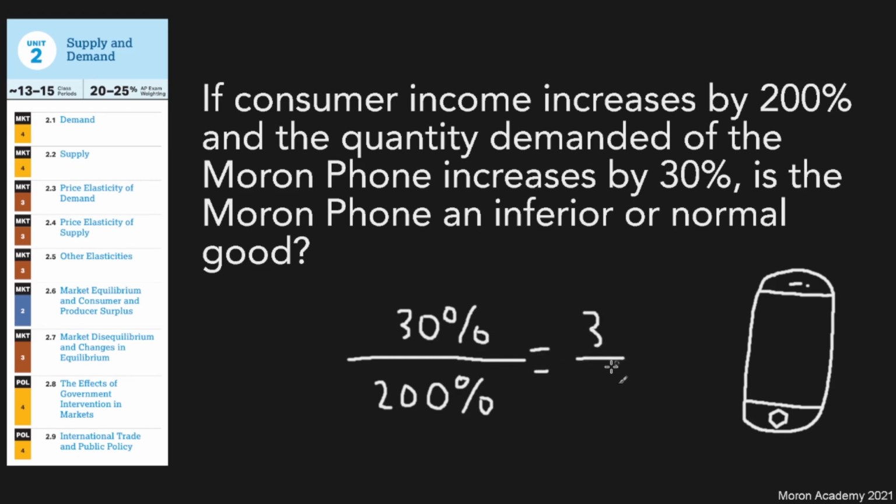This will be a 3 over 20. We can keep this as a fraction since it's only whether or not it's positive or negative that matters. And we can see here that it is still a positive number. So that means the phone is a normal good.